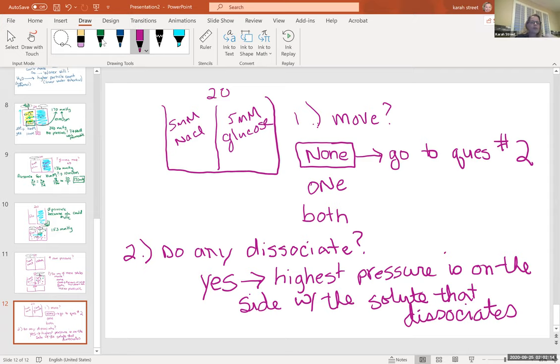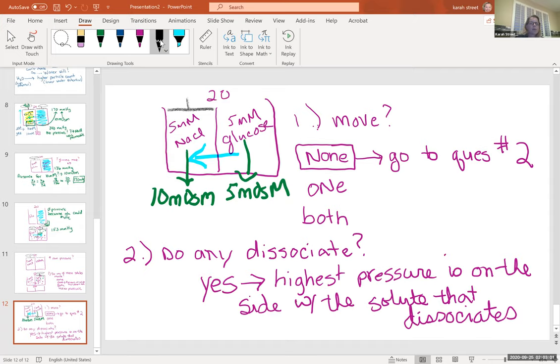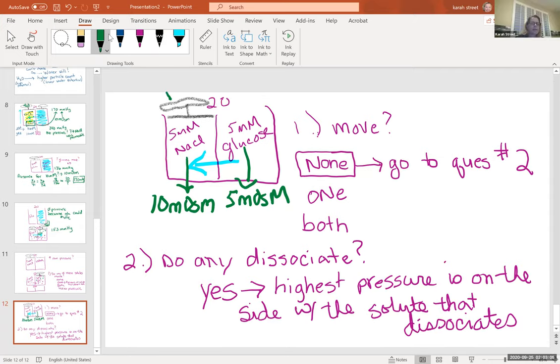What is the dissociation factor for glucose? One. For glucose, it is one, so 5 millimolar stays as 5 milliosmolar. What's the dissociation factor for sodium chloride? Two. So 5 millimolar is 10 milliosmolar. We now have a 10 to 5 concentration difference. Which way will water move? Towards the area with more particles. Particles suck. So towards the sodium chloride side. And that's the side you would have to press on the piston to stop the water from moving. You'd be applying a pressure.